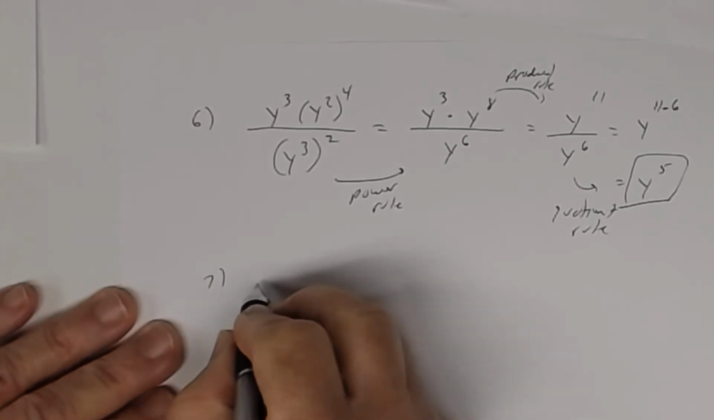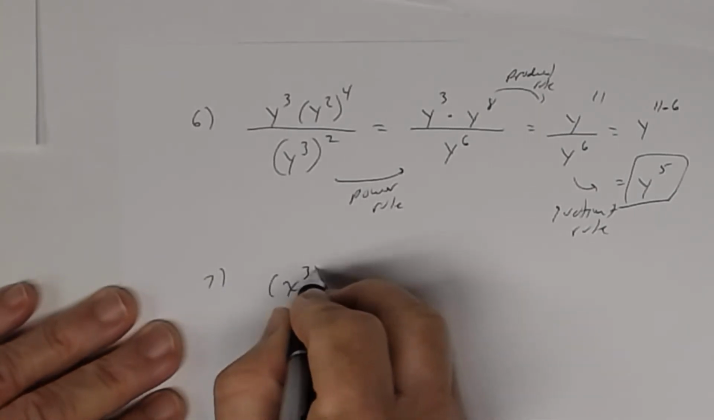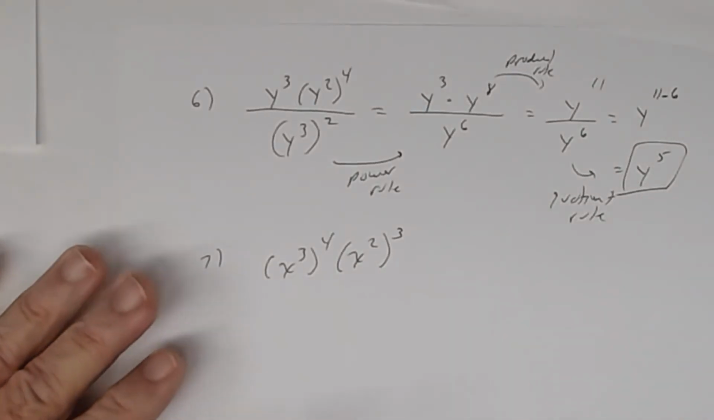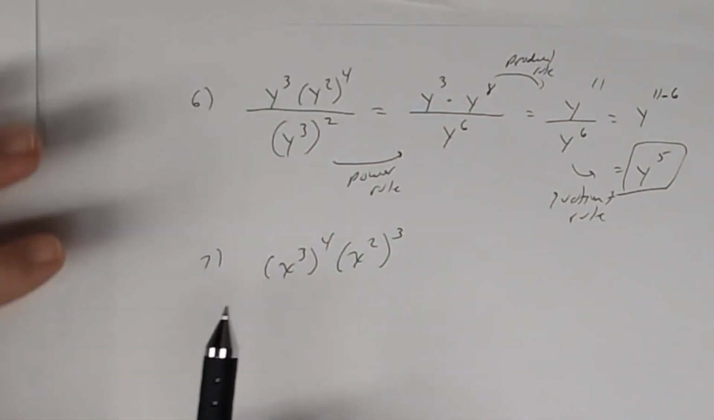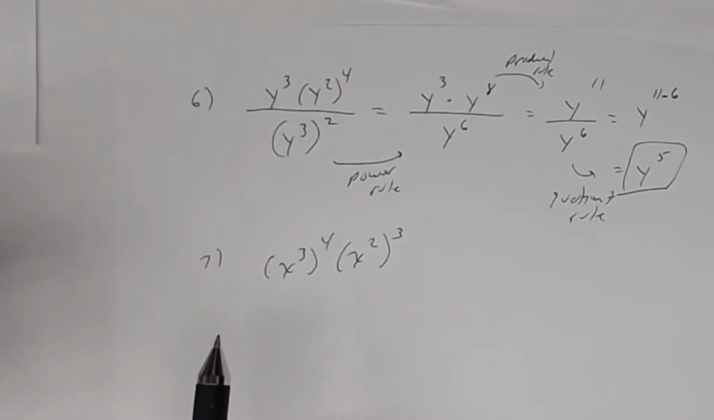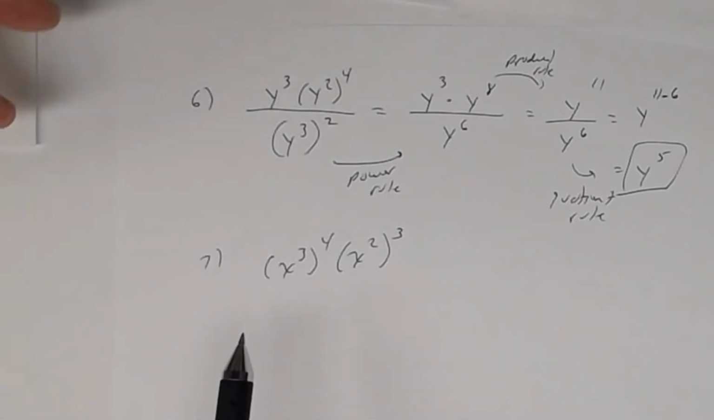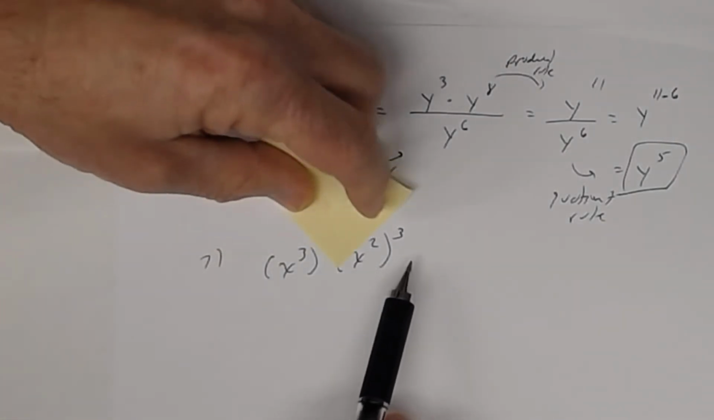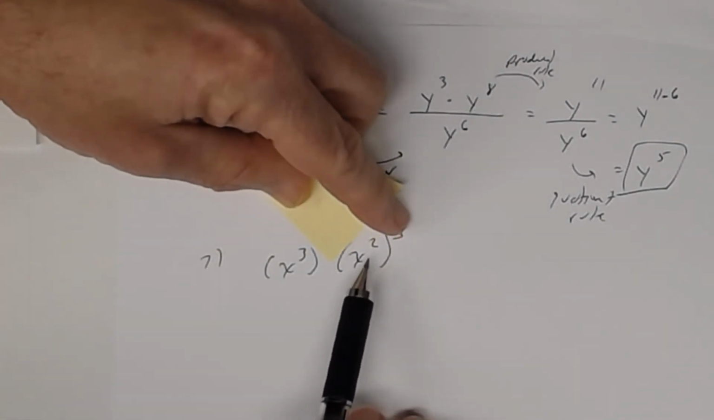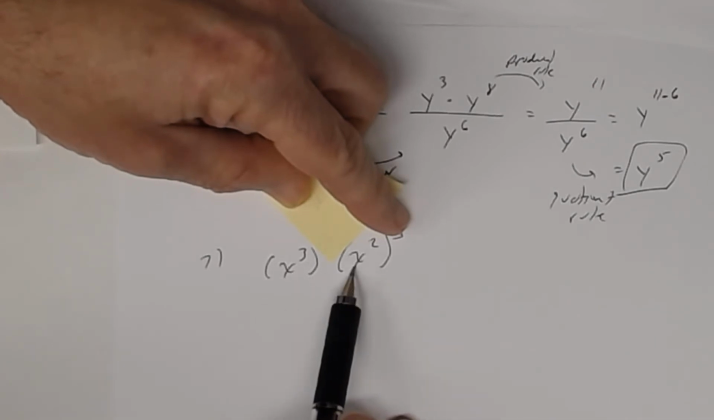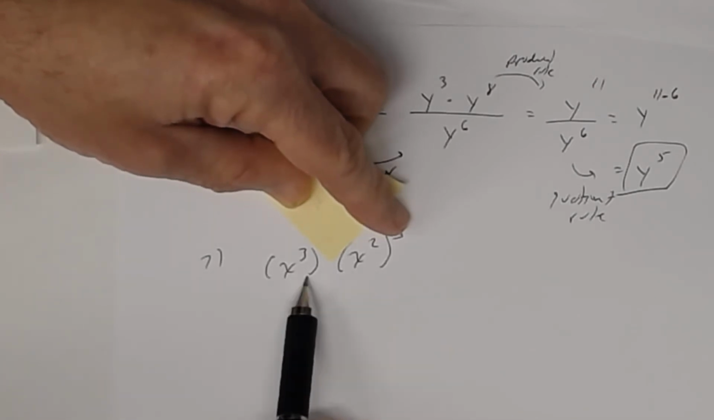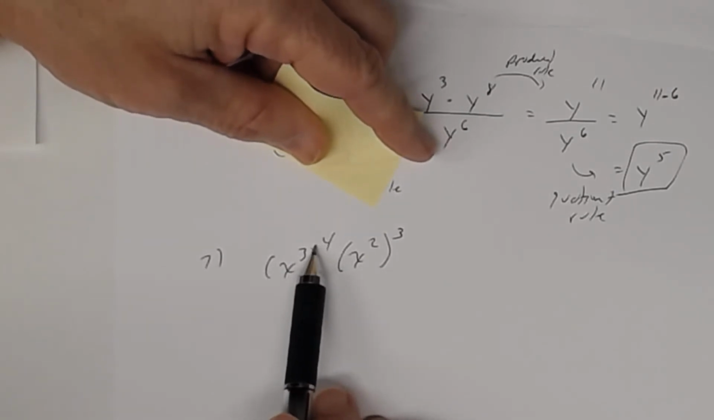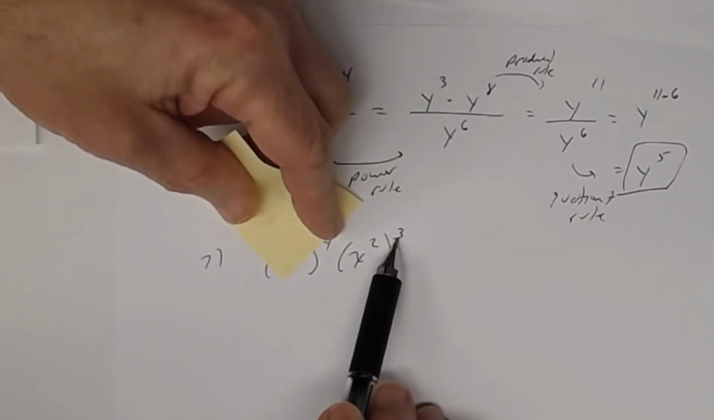Okay, number 7, we have x cubed to the 4th times x squared to the 3rd. All right, so it's the same idea. The concepts are the same as in the previous problem. If I cover these outer exponents, you cannot multiply these first. You cannot say that's x to the 5th. And the reason is because this x cubed is being raised to the 4th first, and then this x squared is being raised to the 3rd first.